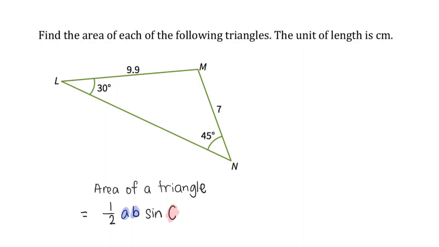Hello everyone, welcome to this video where we are required to find the area of this triangle here. And knowing the formula of a triangle is half AB sine C, we do need to make sure that the angle C in this formula is made by that two sides, meaning this C is an included angle. Let's see. We are given this length, 9.9. We are also given 7.